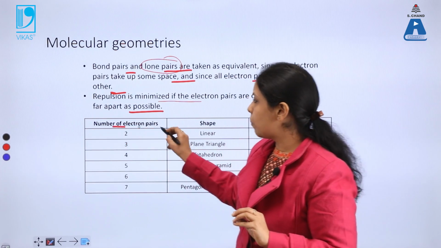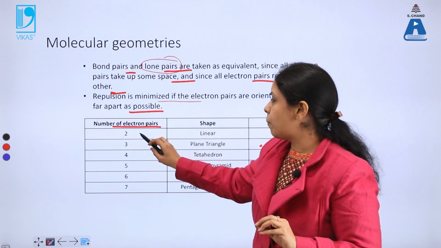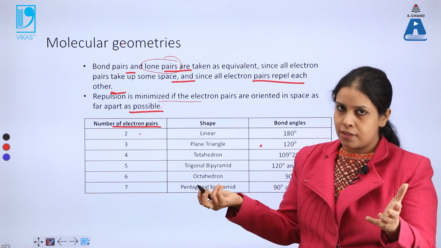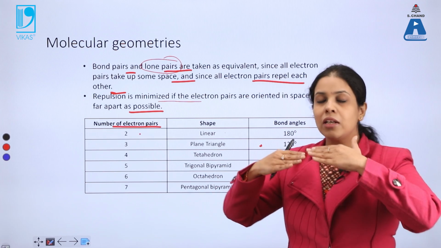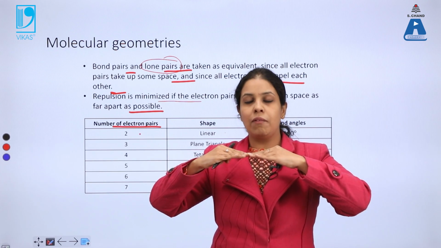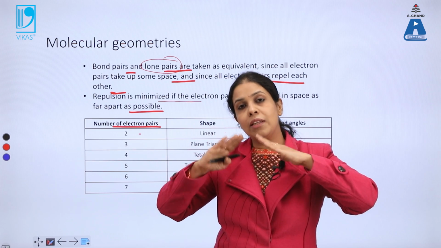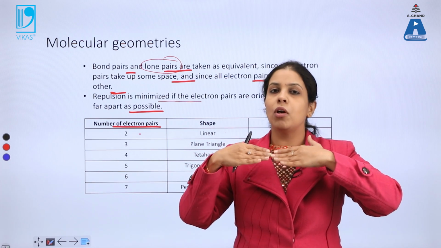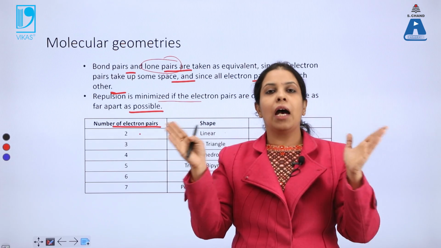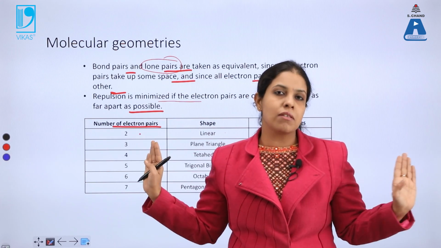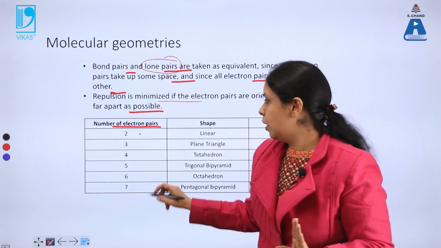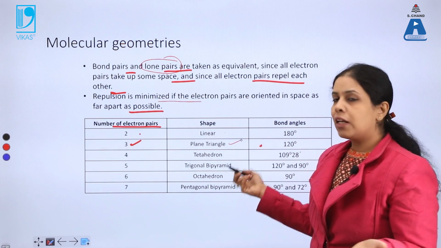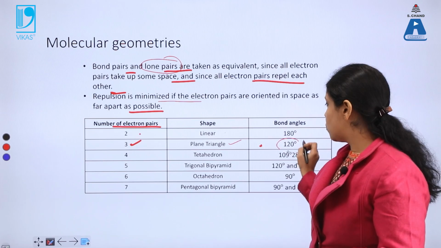So the number of electron pairs, if we consider, for example, 2, in this case the shape is linear, because the bond angle would be 180 degrees and the molecule would be linear in shape, with both bonds as far apart as possible. When we take the number of electron pairs as 3, a planar triangle shape is possible and the bond angle is 120 degrees.